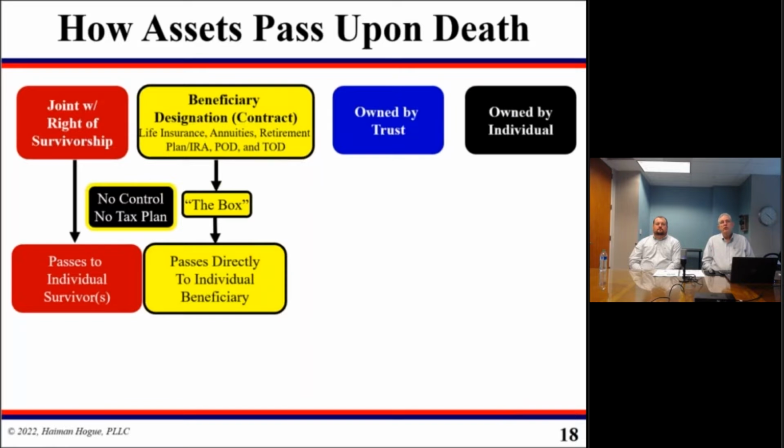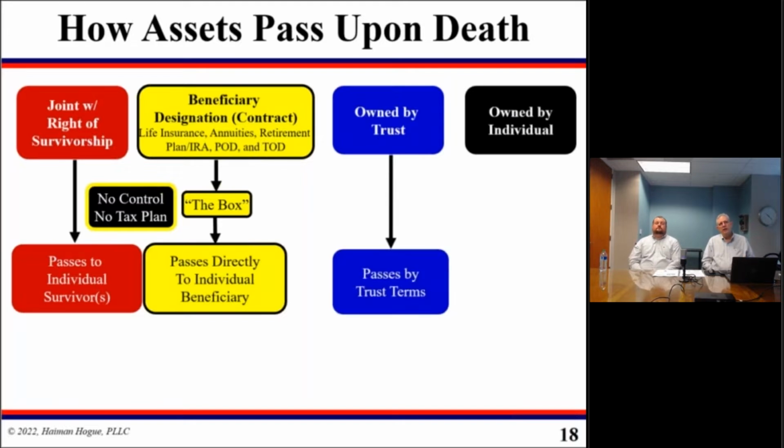You lose control over what happens with these 2 methods of passing assets, and both of them blow any tax planning you may have done. Now, if the assets don't pass by contract, the next question is, are they owned by a trust? If so, they pass according to the trust terms.